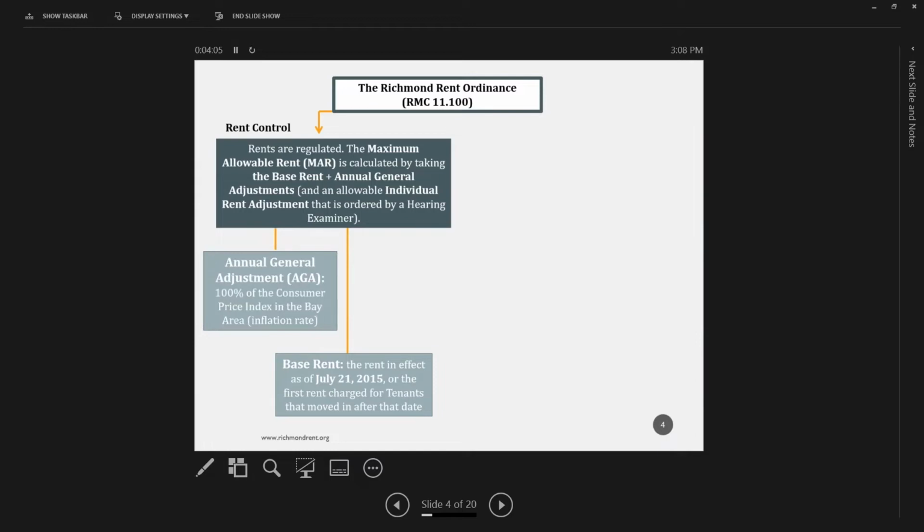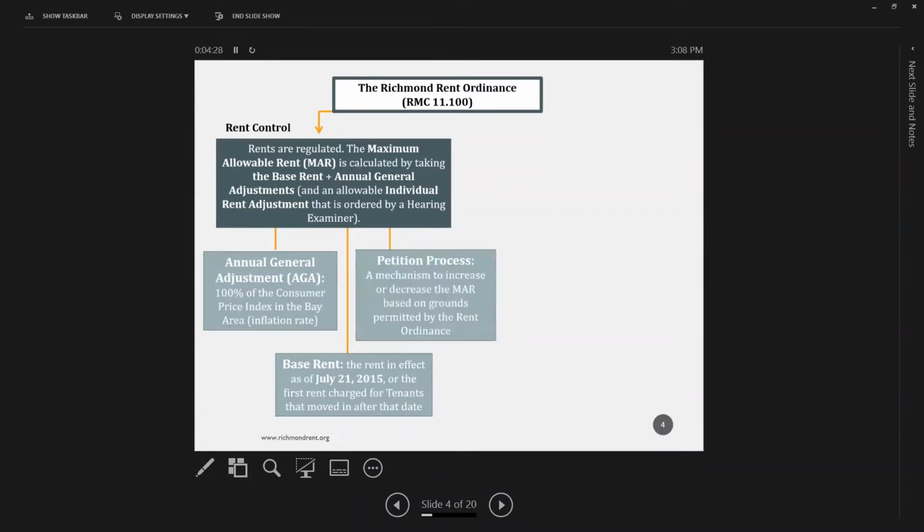Rent control means a landlord cannot charge above the maximum allowable rent, also known as MAR. MAR is calculated as the base rent plus the annual general adjustment. MAR can be adjusted upwards or downwards through the petition process.